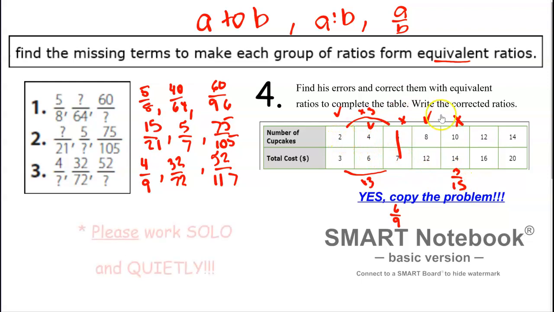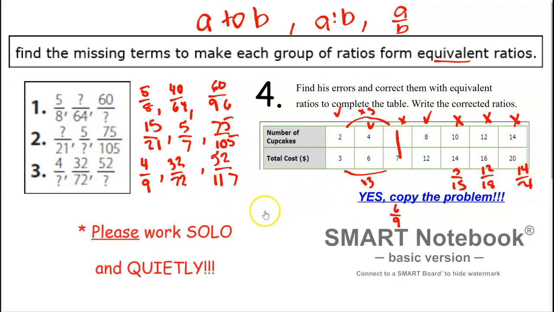Let's check this one. 2 times 6 is 12. 3 times 6 is 18. This one's wrong also. So this should be 12 over 18. And 2 times 7 is 14. 3 times 7 is 21. So that one's wrong also. 14 over 21. Again, you can put that in your notebooks, and now we'll go a lot slower in class. Appreciate your time.